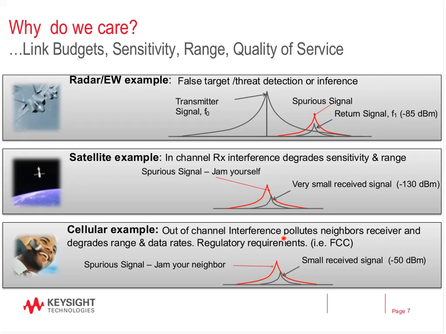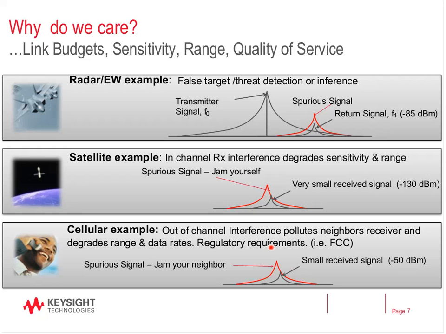In the case of, let's say, cellular, I'm using the example of out-of-channel interference. So in this case, you might not be just polluting your own transceiver, but you could be polluting your neighbors. Okay, so let's say you're transmitting at one frequency, but your harmonics or spurs are in the adjacent band and masking the signal that they want to demodulate or decode.